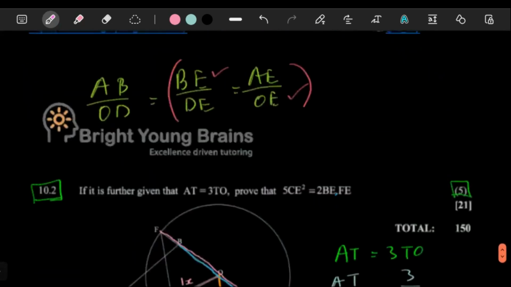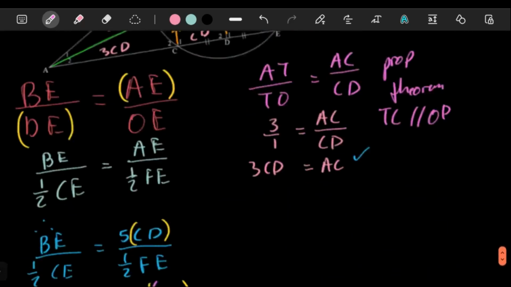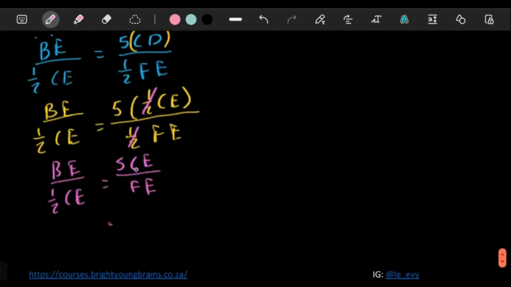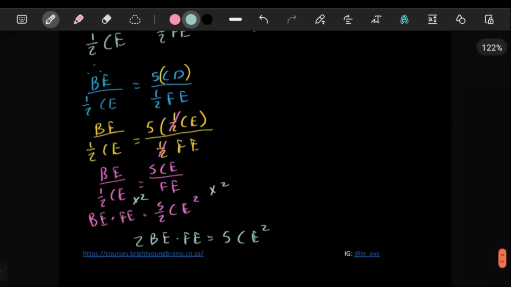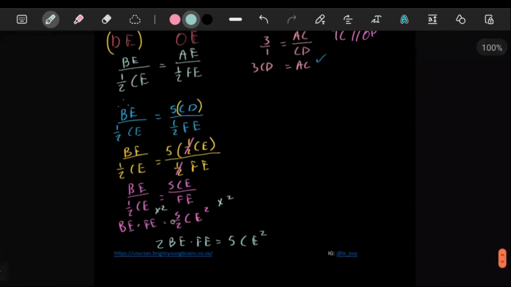Whew, it's looking a bit scary because I'm thinking now, where's our 5 and our 2 gonna come from? But let's just see what it comes out as. So this times that is gonna be 5 over 2 CE squared. This times that is gonna be BE times FE. But then because this is a fraction, you can just multiply by 2 on both sides. Yes, and then you'll get 2BE times FE equal to 5 CE squared. Yeah. Okay.